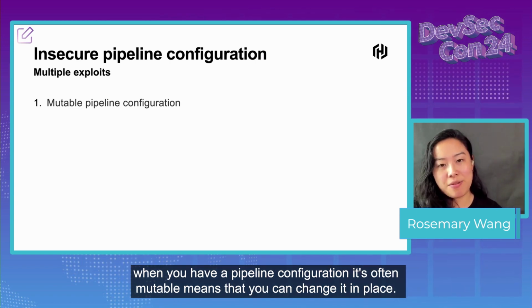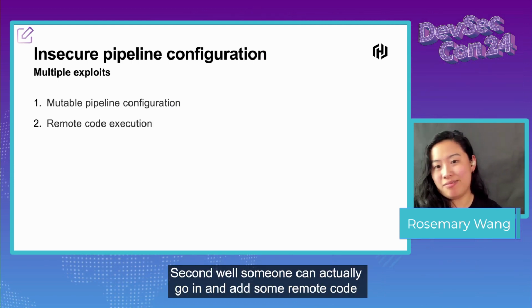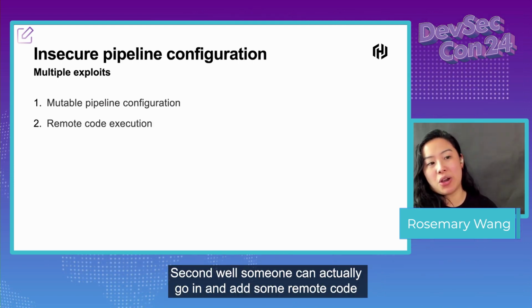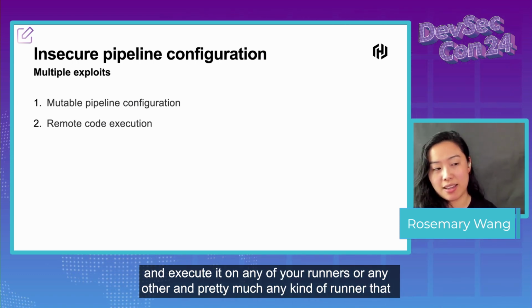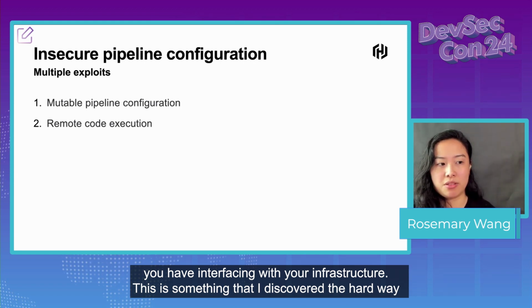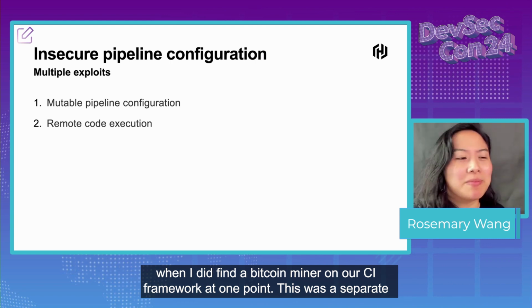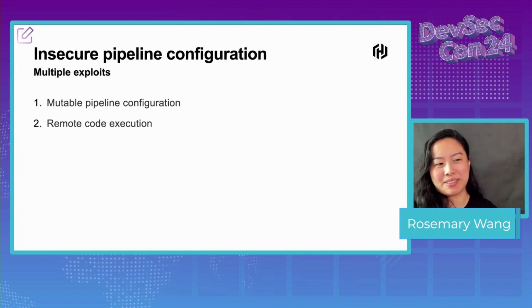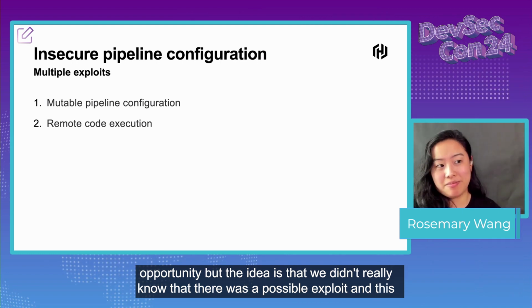First, when you have a pipeline configuration, it's often mutable. It means that you can change it in place. Second, someone can actually go in and add some remote code and execute it on any of your runners, or pretty much any kind of runner that you have interfacing with your infrastructure. This is something that I discovered the hard way when I did find a Bitcoin miner on our CI framework at one point. This was a separate opportunity, but the idea is that we didn't really know that there was a possible exploit, and this did happen.